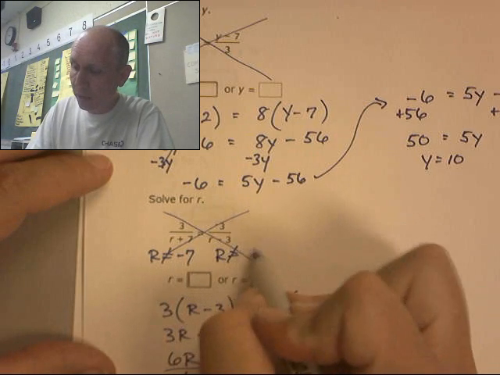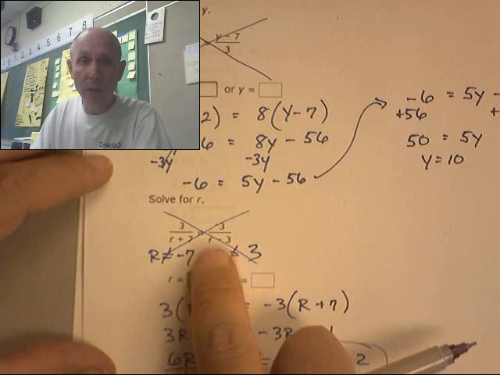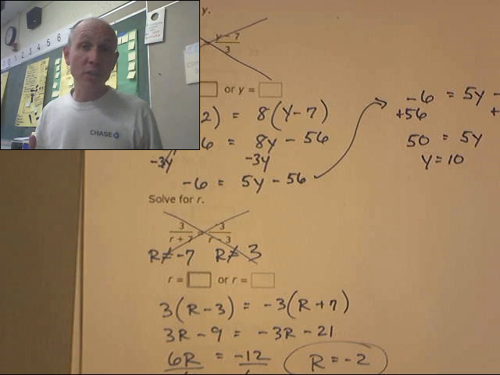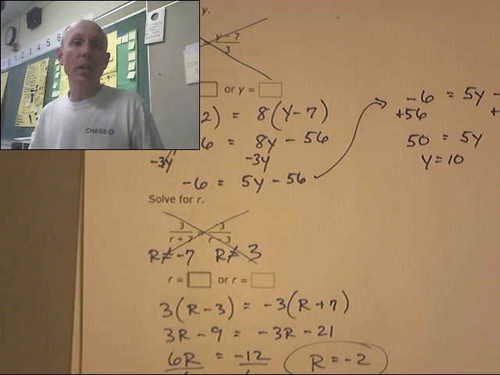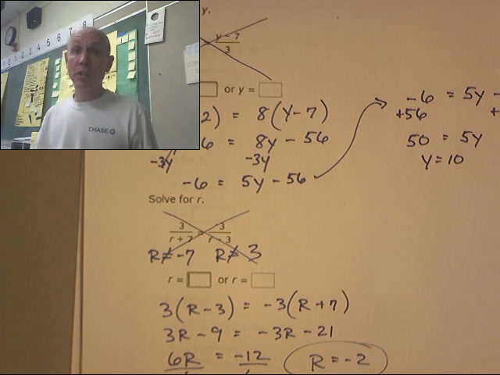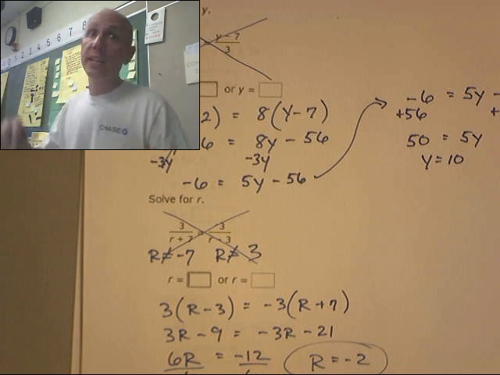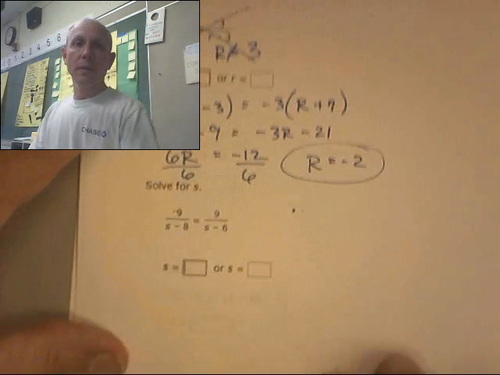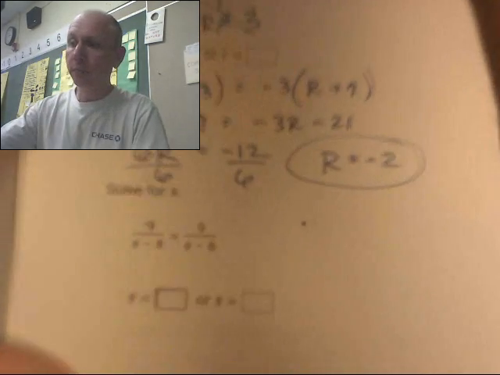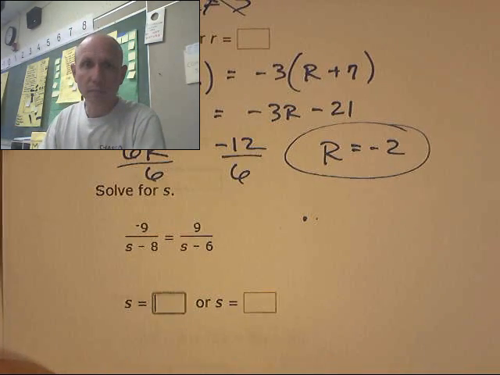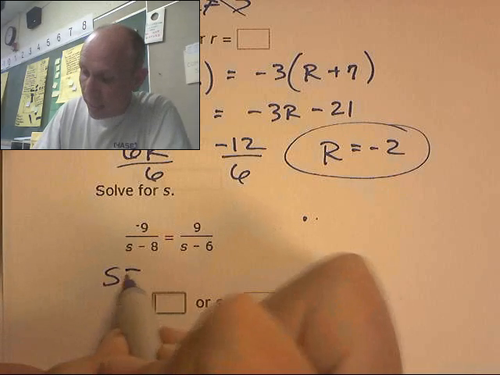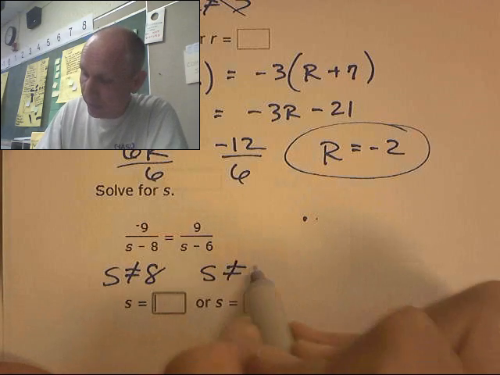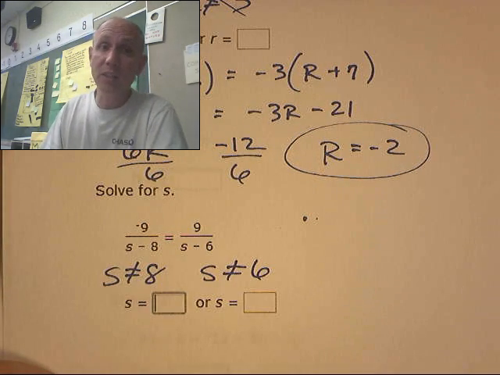And what about r can't equal 3? Because if I put in r minus 3, or 3 minus 3, it goes to 0. And once again, this rational expression blows up. I cannot have zeros occur in the denominators. I can have zeros occur in the numerators, but not in the denominators. So for this one right away, I know that s cannot equal 8, because if I put an 8 in there, it's going to blow up. And s cannot equal 6, because if I put a 6 in there, it's going to blow up.